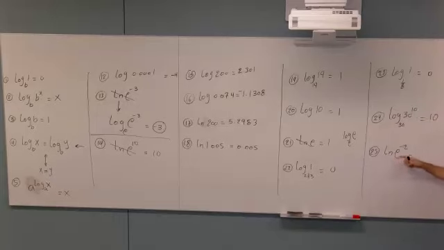ln to the base e of negative 12. It's going to cancel, leaving negative 12. Is that okay? Go to the next one.